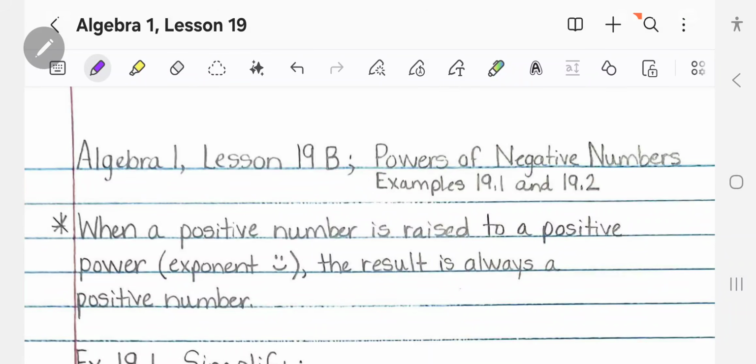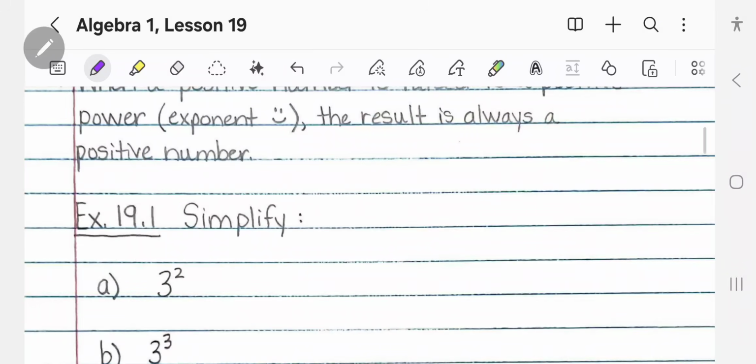This is Algebra 1, Lesson 19b, Powers of Negative Numbers. We're going to do examples 19.1 and 19.2. Your book says that when a positive number is raised to a positive power, we know they mean exponent, the result is always a positive number. So let's look at some examples.